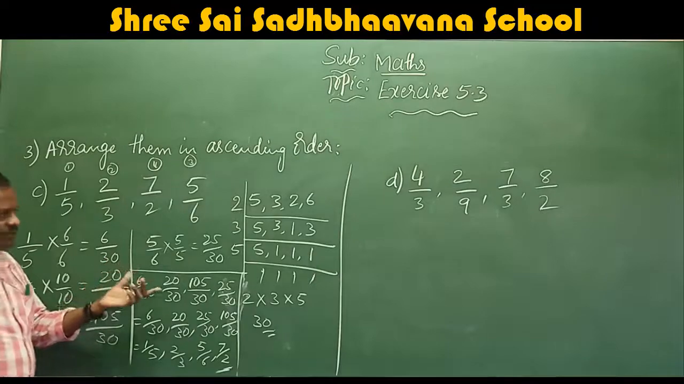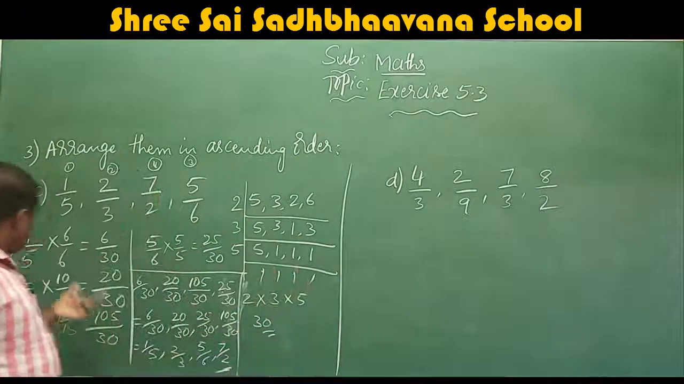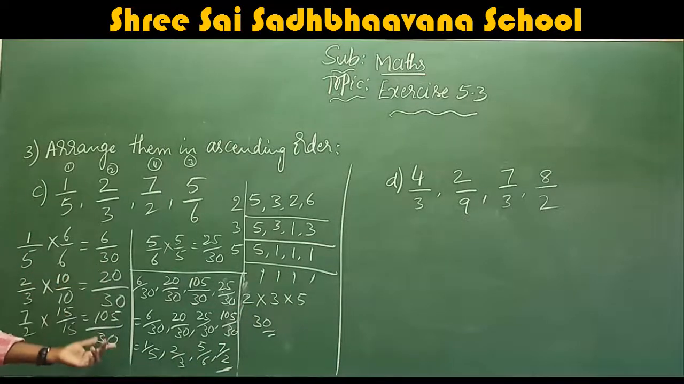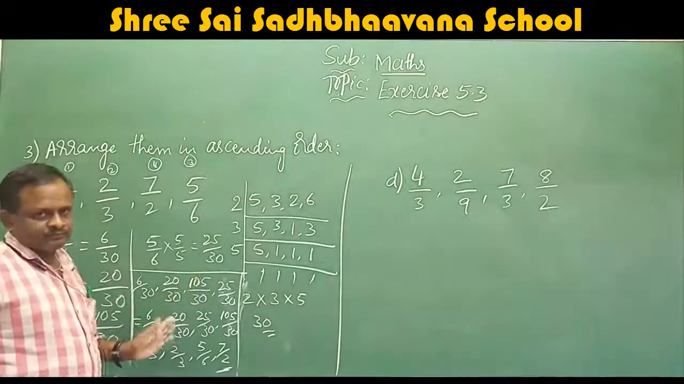Okay, here what you have to do is first take the LCM of the denominators and make all the denominators that number, and multiply the numerator and the denominator by the same number to get the equivalent fraction. Then compare.